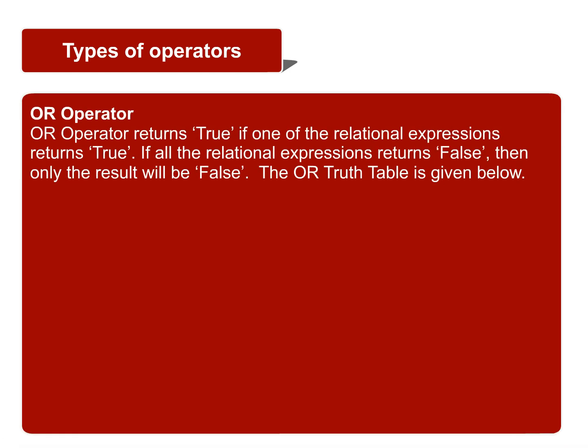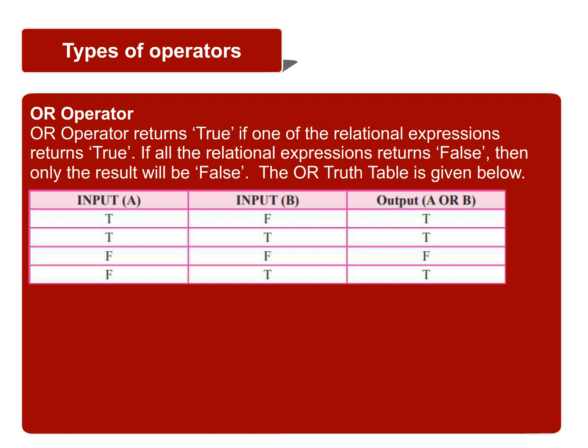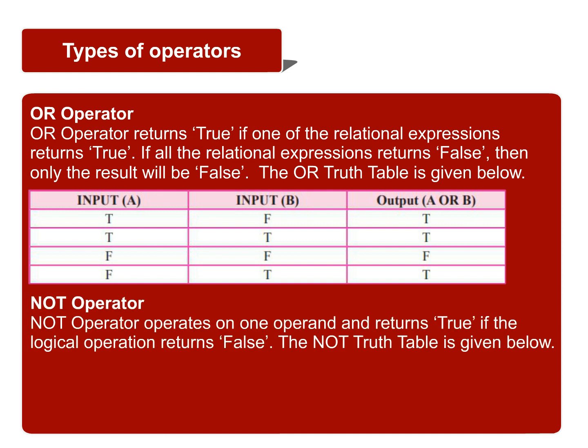OR operator. OR operator returns true if one of the relational expressions returns true. If all the relational expressions return false, then only the result will be false. The OR truth table is as given below. NOT operator. NOT operator operates on one operand and returns true if the logical operation returns false. The NOT truth table is as given below.